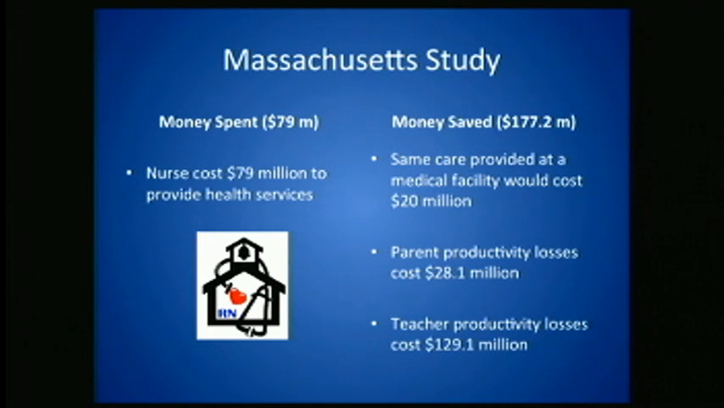This program estimated that the cost of having full-time school nurses in the study was $79 million, but that the money saved was $177.2 million. The money saved was related to the amount of money that the same medical services would cost outside the school district, which was $20 million.